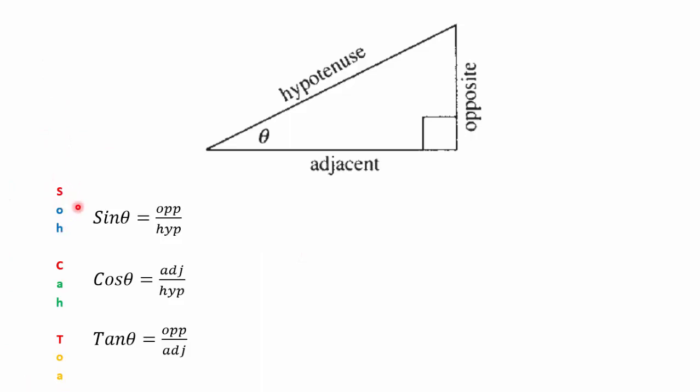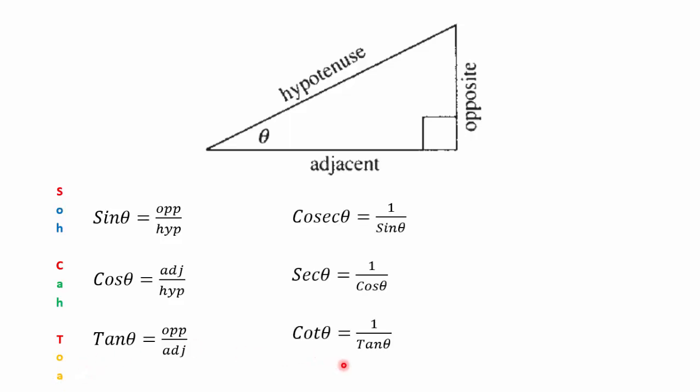SOH for sine theta equals opposite over hypotenuse, CAH for cosine theta equals adjacent over hypotenuse, and TOA for tangent of theta equals opposite over adjacent.